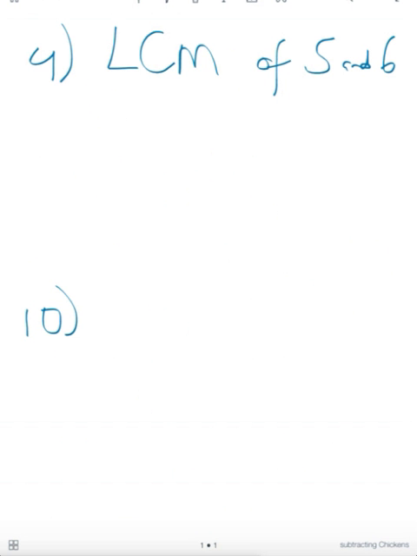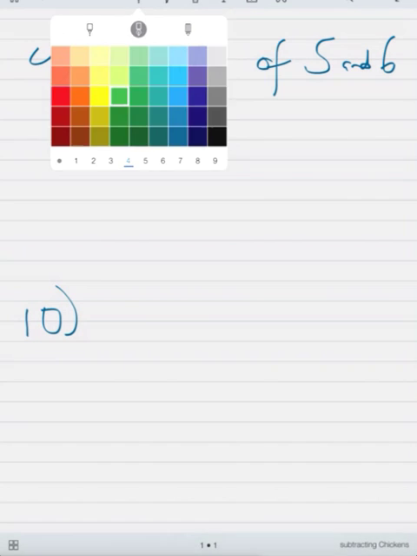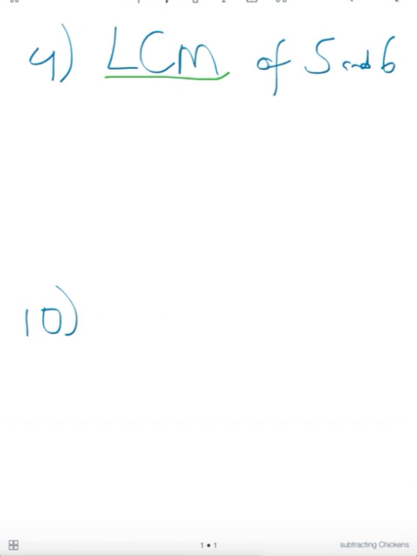Number 9, what is the lowest common multiple of 5 and 6? So this time, we're not looking at factors of a number, but multiples. And we know multiples refers to answers or products when we multiply numbers. And always think of snail trail if you get stuck, okay?